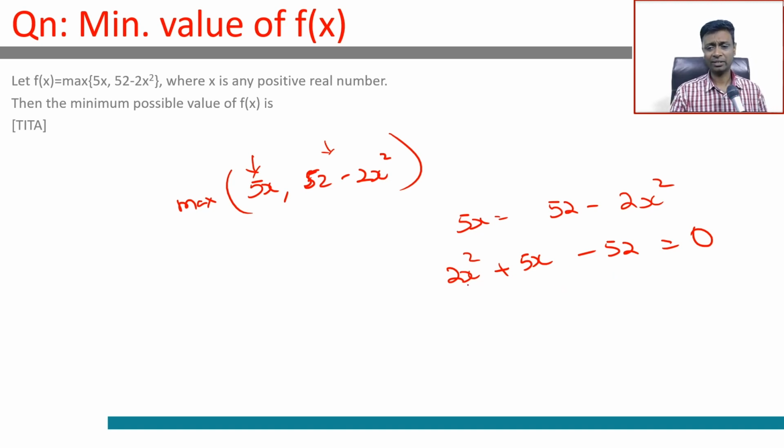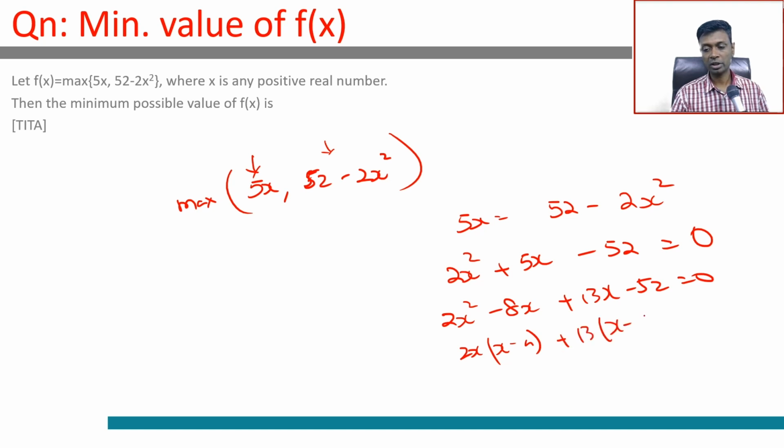We need to factorize this. 2x square, 2 into 52 is 104, so 13 and 8. 2x square minus 8x plus 13x minus 52 equal to 0. 2x into x minus 4 plus 13 into x minus 4 is 0. Or x is either minus 13 by 2 or 4. And one of these two is the answer.